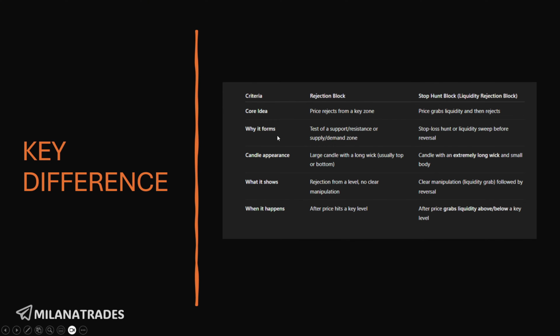Why does it form? A rejection block is usually just a test of a level, while a stop hunt block is a result of manipulation before a reversal. And finally, when do they happen? A rejection block forms after price hits a key level, but a stop hunt block only happens after liquidity has been grabbed, either above or below that level.